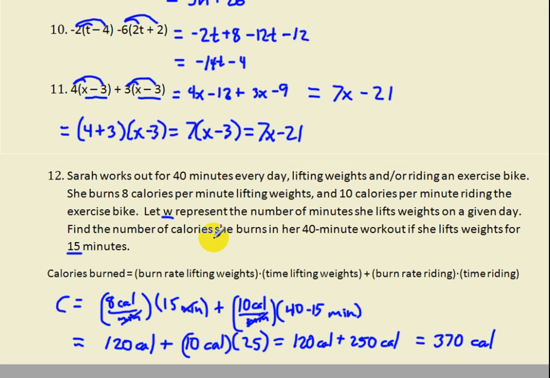Alright, so there you go with the distributive property. Again, this is going to be very important throughout the year, so make sure you get this section down very solidly. Good luck.